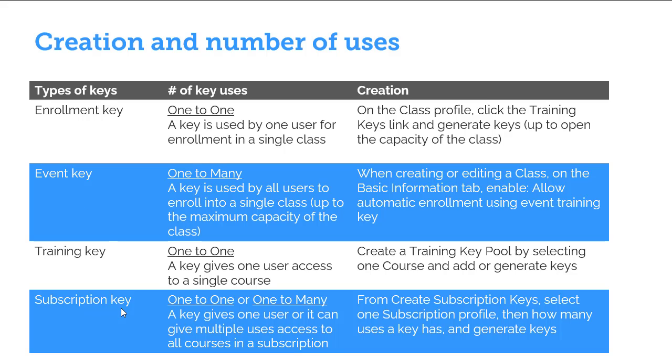The last type of key, again, is a subscription key. And this is the one that allows you to either have a one-to-one relationship, so one key is given to a user and they can create a subscription assignment, or you can use one key and give it to multiple users and create a subscription assignment. So let's go and take a look at creating subscription keys.